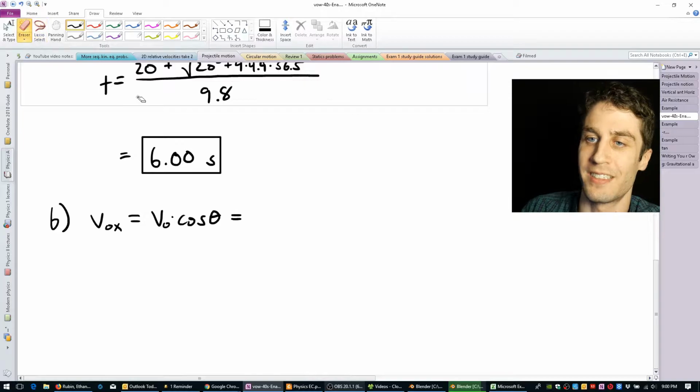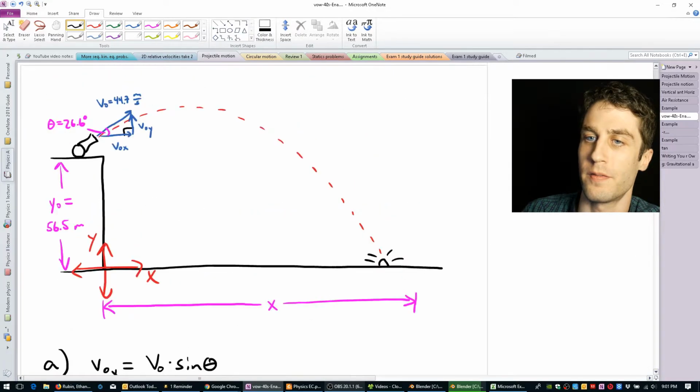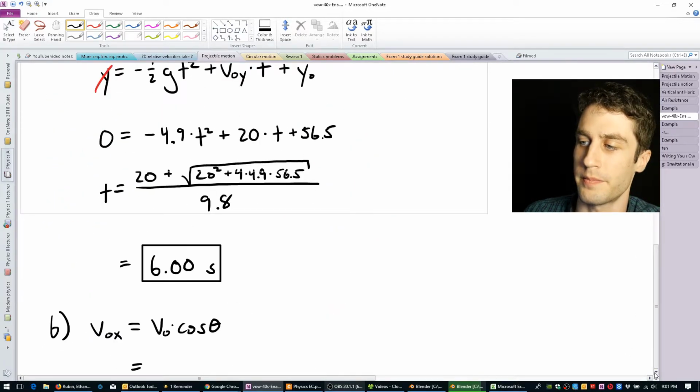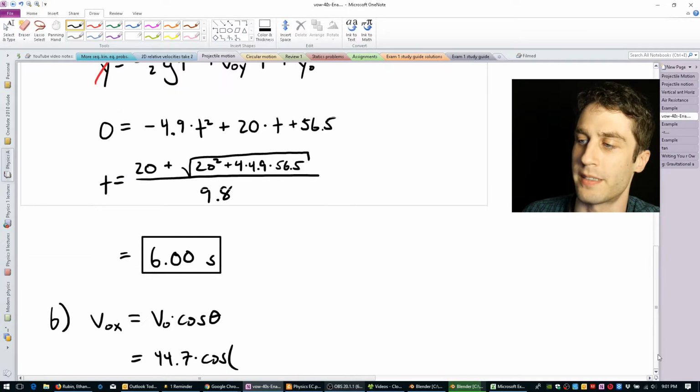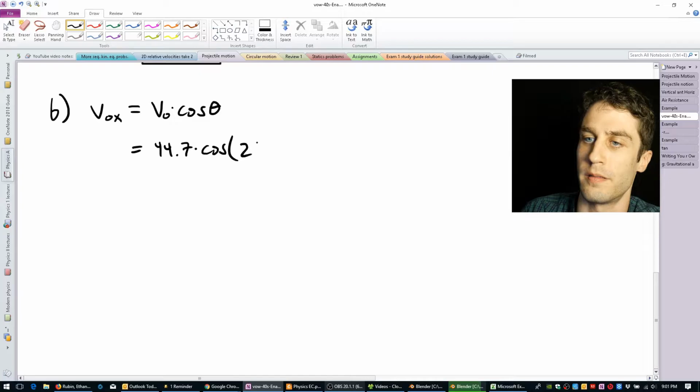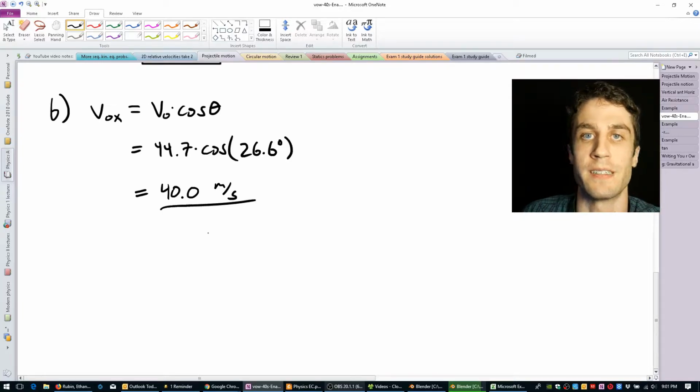Let me do it on a separate line. This is 44.7 meters per second times the cosine of 26.6 degrees. And what I get when I do that is 40.0 meters per second. Again, this is not a result, but it's a nice intermediate step.